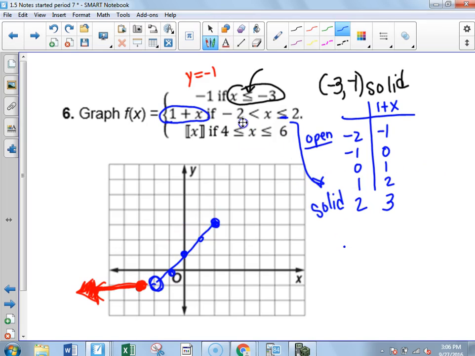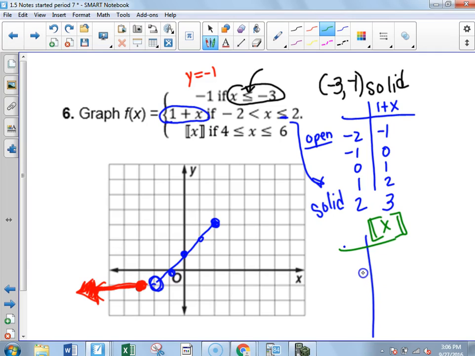Okay. Then from 4 to 6, now notice there was a gap in the graph over here, right? It jumped from negative 3 to negative 2. This jumps from 4 to 6. Okay, this is the piece I really detest, okay? Because from 4 to 6, it says to do this. What does this mean?